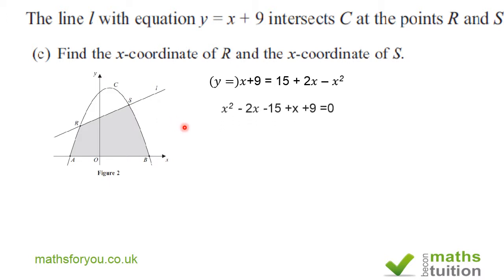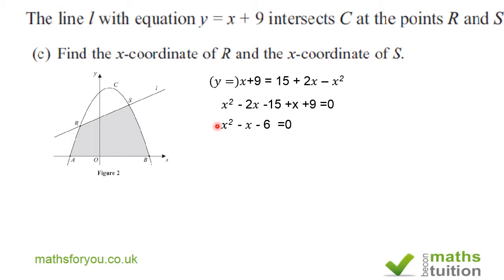So now what we do, if we then add x to both sides, subtract 2x from both sides, and subtract minus 15 from both sides, we then end up with x squared minus 2x minus 15 plus x plus 9 is equal to 0. And when we combine like terms, we end up with x squared minus x minus 6.